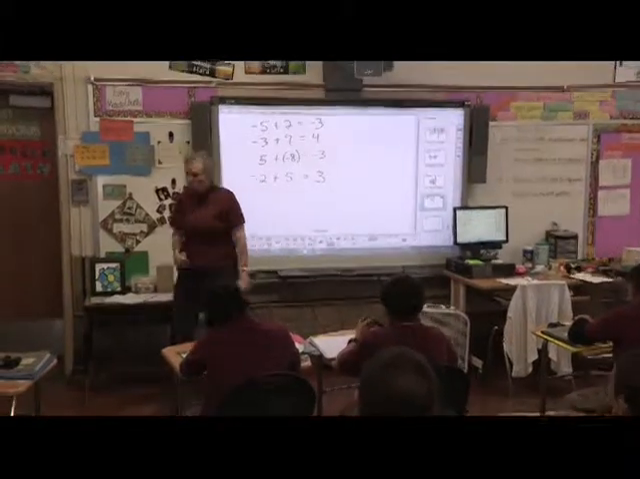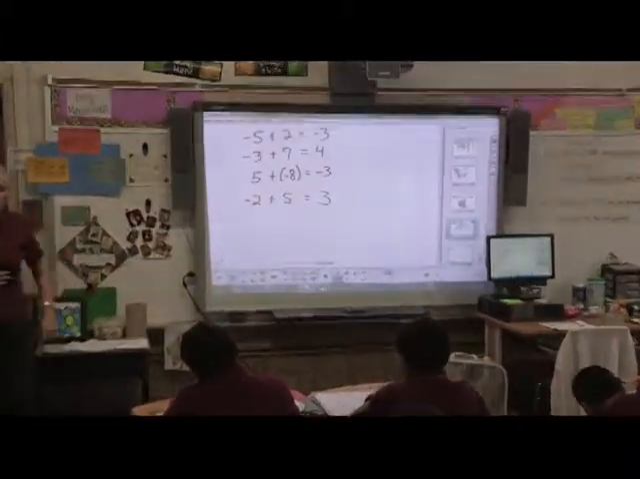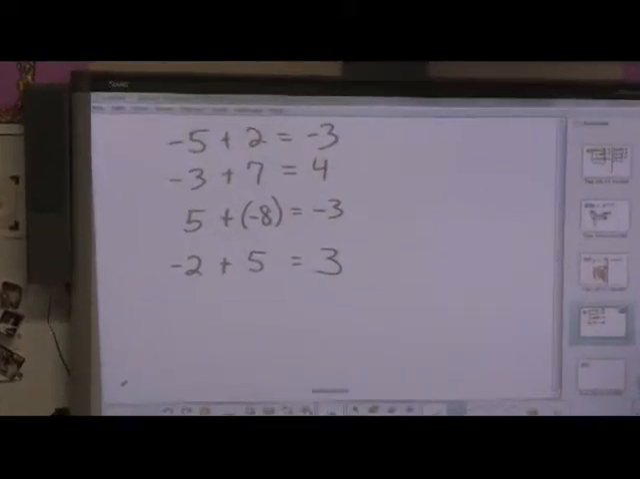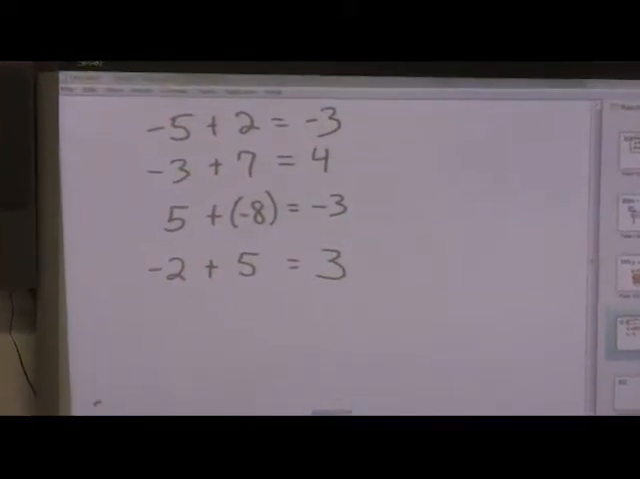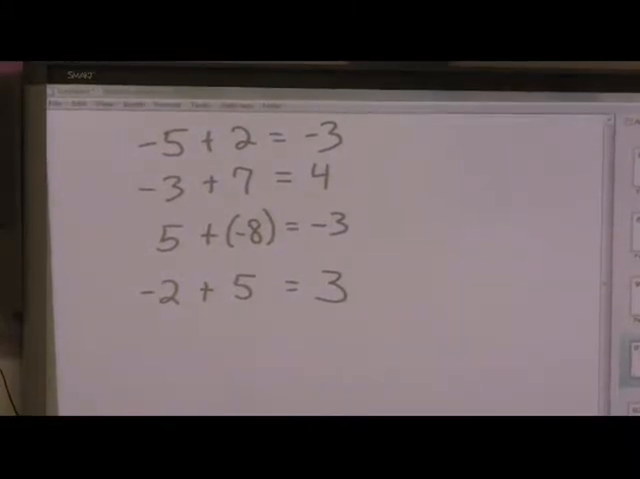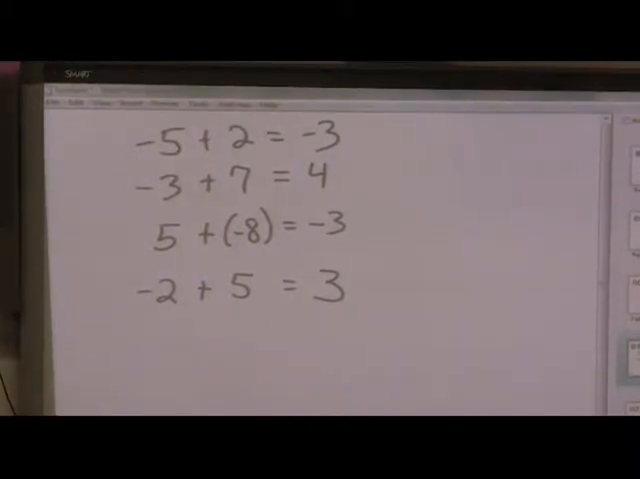Okay, so let's look at the board. -5 plus 2 is -3. Negative 3 plus 7 is 4. 5 plus negative 8 is negative 3. I don't know why I ended up with so many negative 3s and 3s. I didn't do that on purpose. Negative 2 plus 5 is 3.